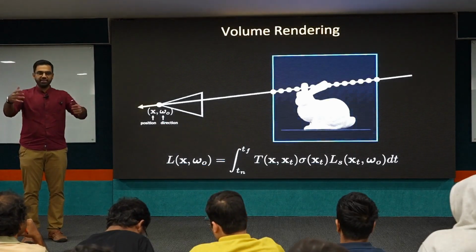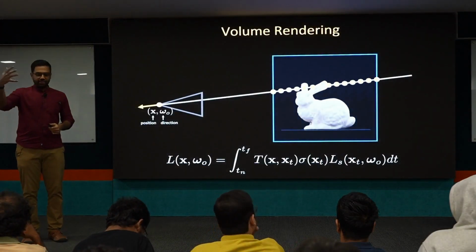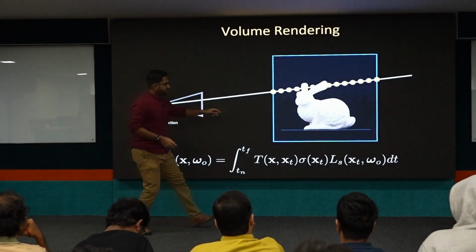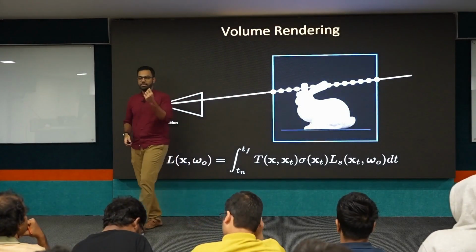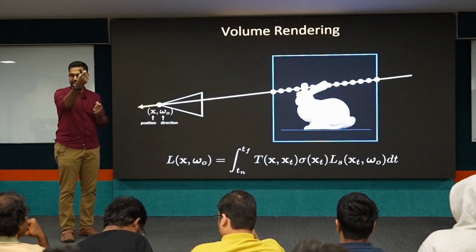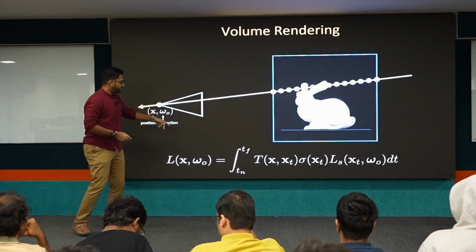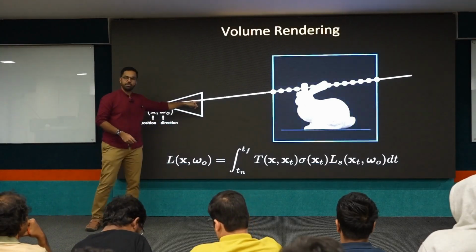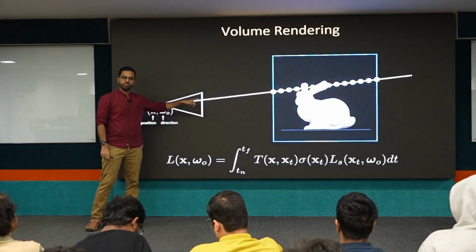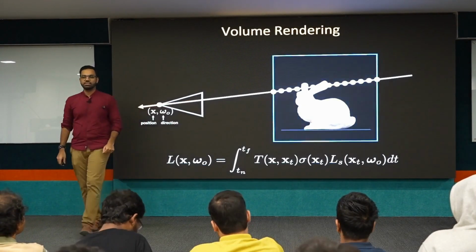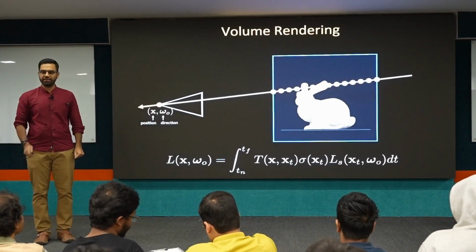You have a radiance field. At each point on the radiance field, we get some information about the radiance. You integrate it across the ray. You get the integrated radiance, which is what is observed by the camera here. All right, so that's just a recap of volume rendering.